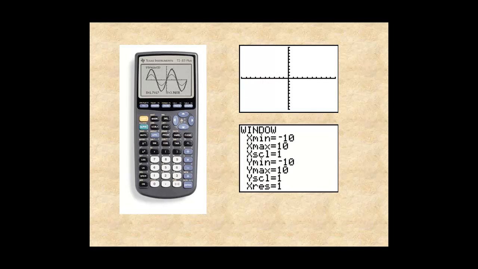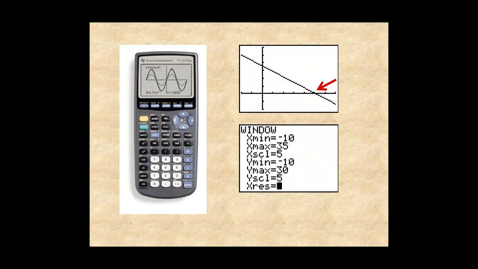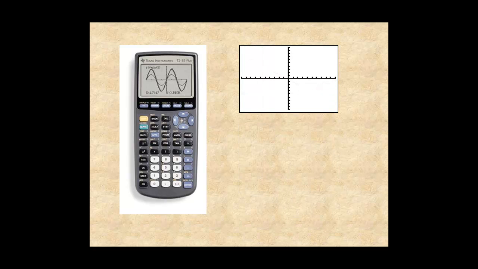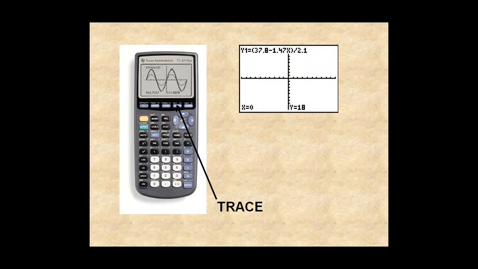The general strategy is to adjust the window so you can see the y-intercept and then the x-intercept. Begin by pressing the Trace key. This places the cursor on the graph of the line at x equals 0, which is the y-intercept. Even though this point is not on the screen at the current time, if you look at the bottom, you can see that the y-intercept is at y equals 18.